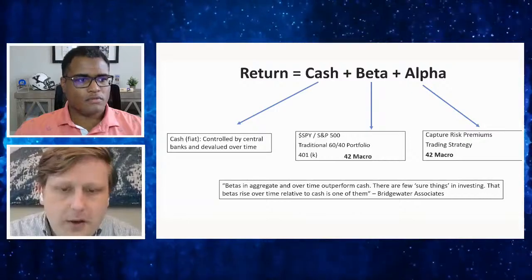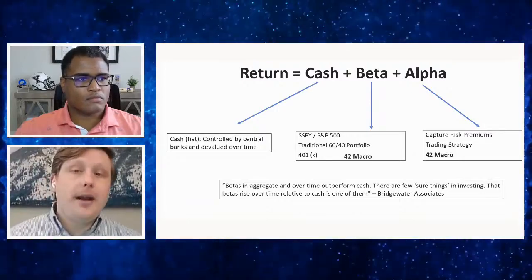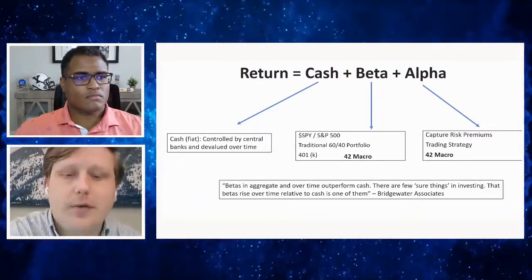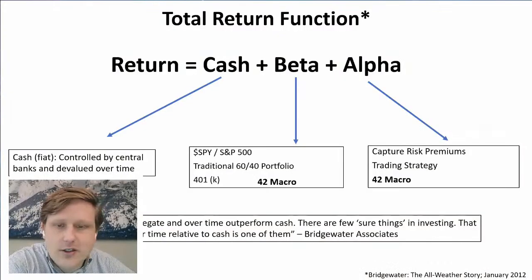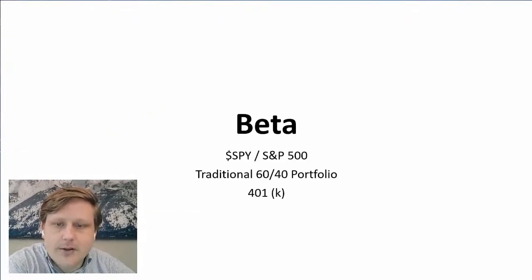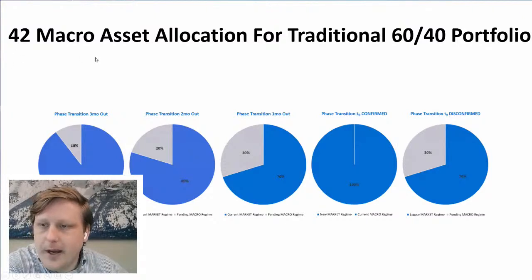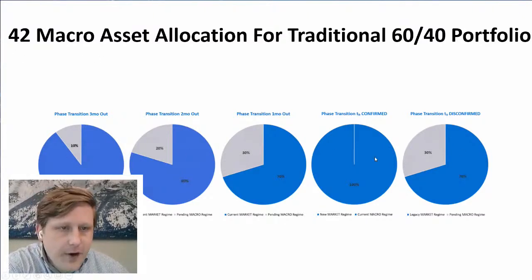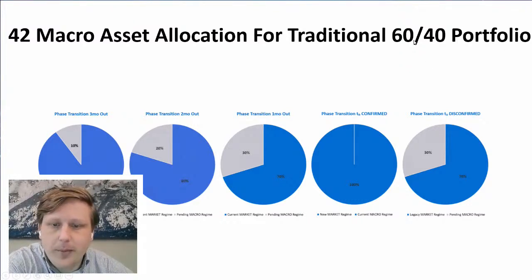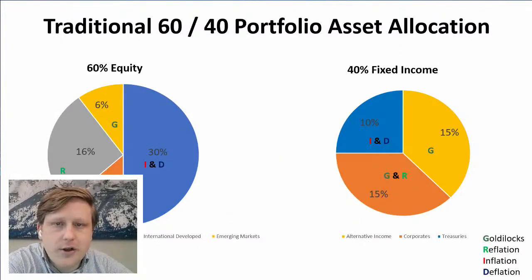But I also think that you can use 42 Macro within your beta portfolio, within the traditional 60/40 framework on the asset allocation side. And that's where I'd like to spend some time today. So thinking about your beta portfolio, we all know this from Darius, the 42 Macro asset allocation framework. If you apply this to the traditional 60/40 portfolio, you're going to have your traditional asset allocation. You're going to have 60% equity, 40% fixed income.